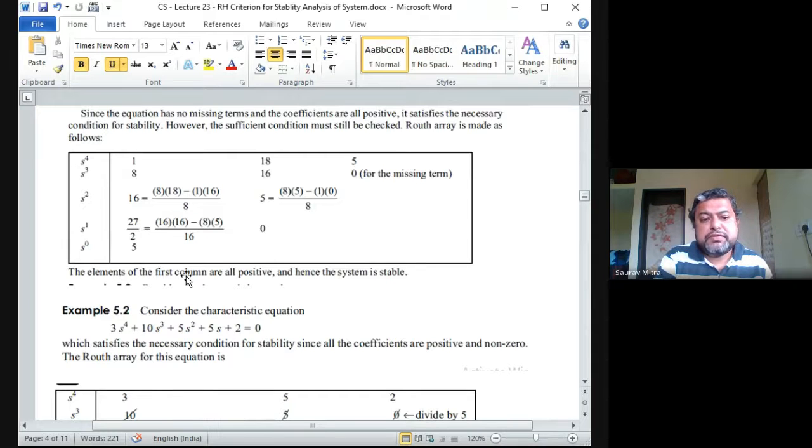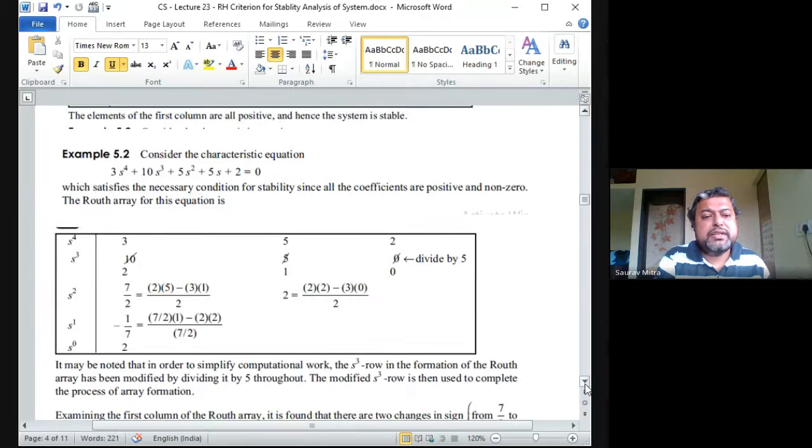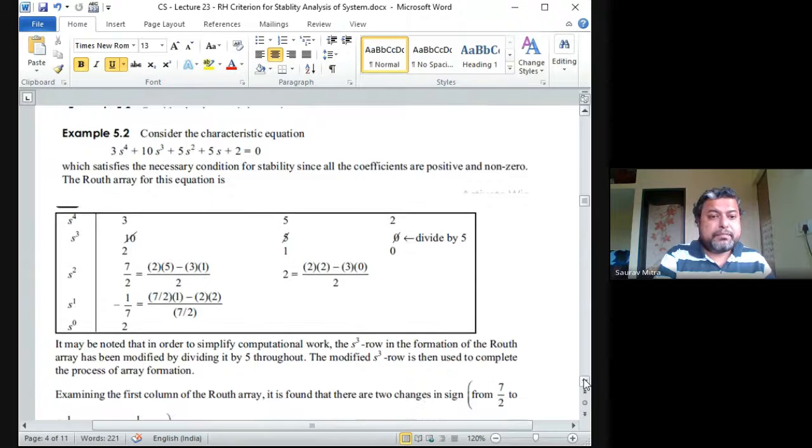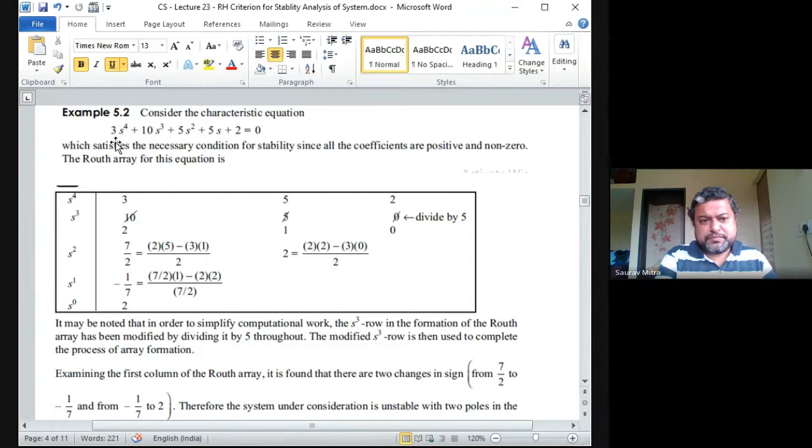The elements of the first column are all positive. All positive means all same sign. Hence the system is stable. Next numerical: 3s raised to 4 plus 10s cube plus 5s square plus 5s plus 2. First is 3, 5 and 2, so 3s raised to 4 plus 5s square plus 2 is the even polynomial. Then there is 10s cube plus 5s, so I have written 10 and 5. The same thing can be written as 2 and 1.